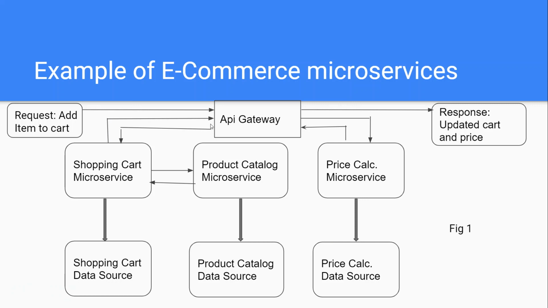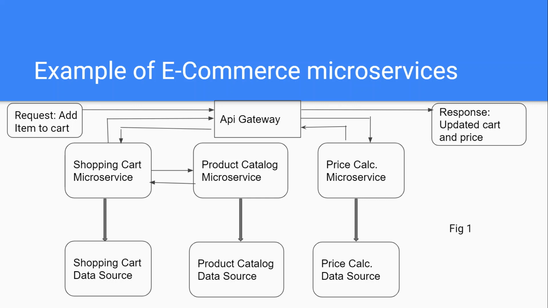For performance and robustness reasons, the shopping cart will likely cache the responses from the product catalog microservice. The price calculation microservice uses the current business rules of the e-commerce website to calculate the total price of the items in the user's shopping cart, considering any applicable discount. And it puts the updated price calculation into the shopping cart so that the API gateway can respond with an updated cart and price.